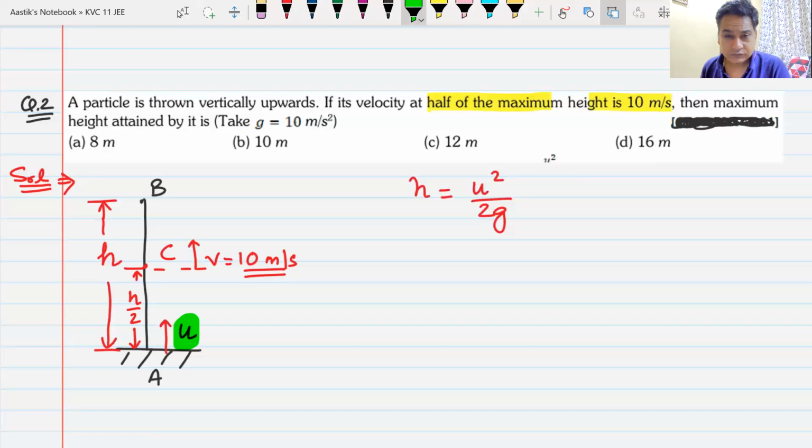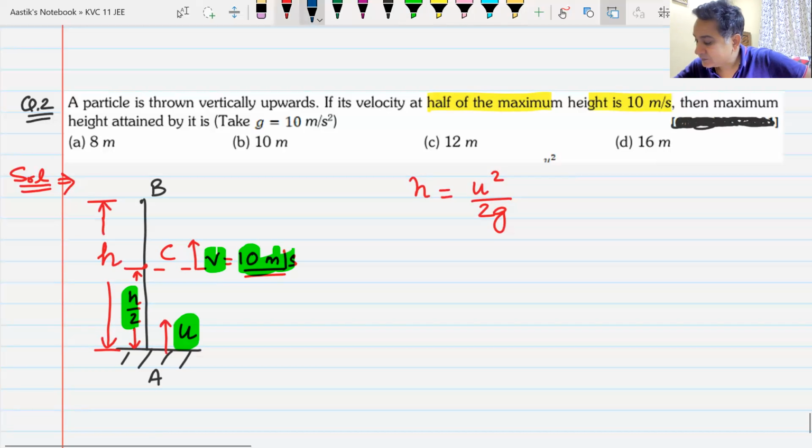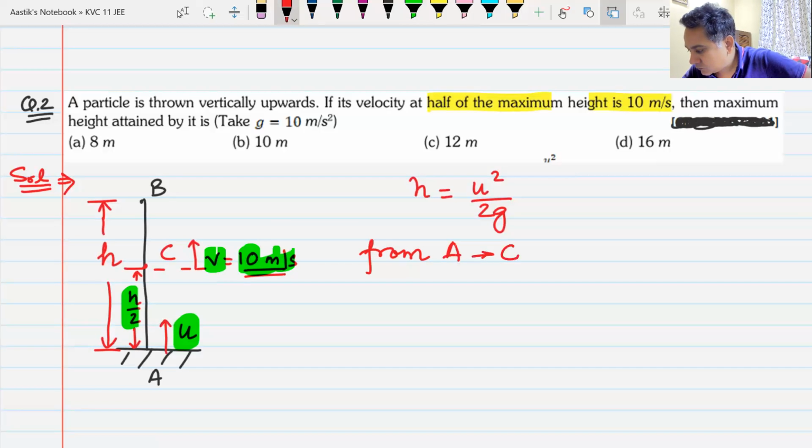So u is unknown, h by 2 is known, and v is known. Which equation should I use? u, v, and height are given. Which equation should I use? I must use equation number 3, yes or no? So I make the equation from A to C. Which equation am I going to use? v square is equal to u square plus 2 times a into delta r.